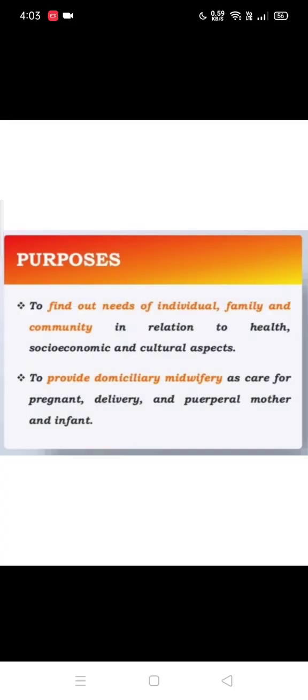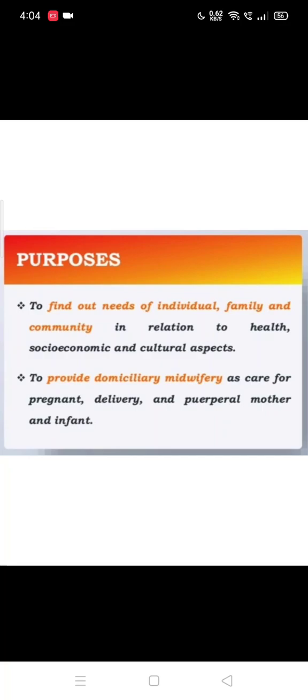The next is purposes. What is the purpose? We are not going unnecessarily, visiting the people's homes, going door to door for chit chatting or something. We have some purpose here. So now we are going to study what all the purposes of doing a home visit are.